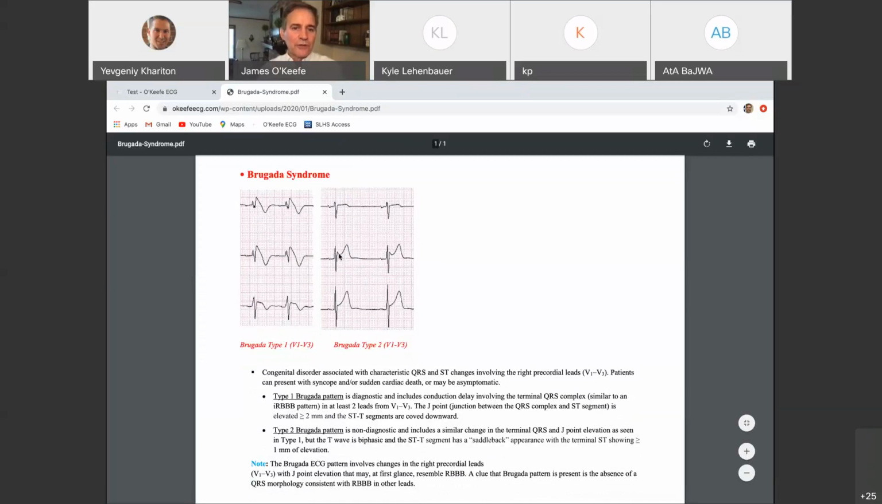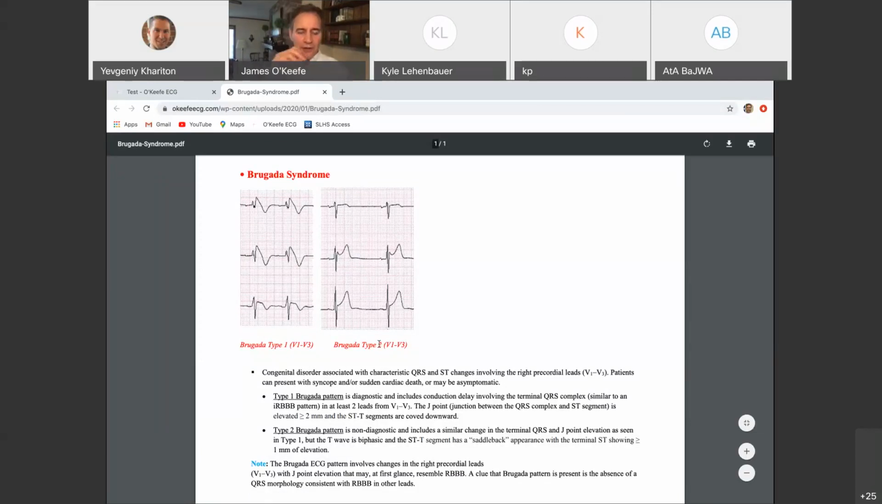But see, it's more than 2 millimeters of ST segment elevation there in leads V2, V3, whereas the current tracing has less than 2 millimeters. So it could look like this or like this, but have less than 2 millimeters ST segment elevation in leads V1 to V3 in two or more leads. And then you'd call it type 3. But for board purposes, you just need to look at these two and recognize these two patterns.